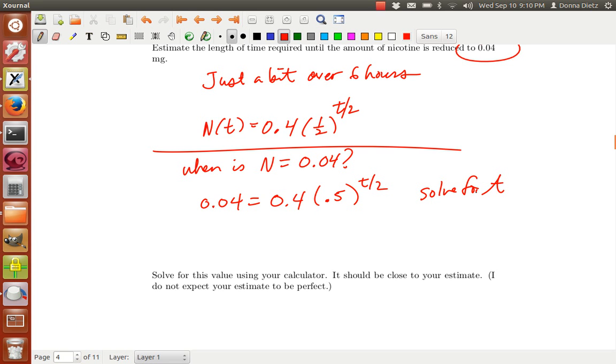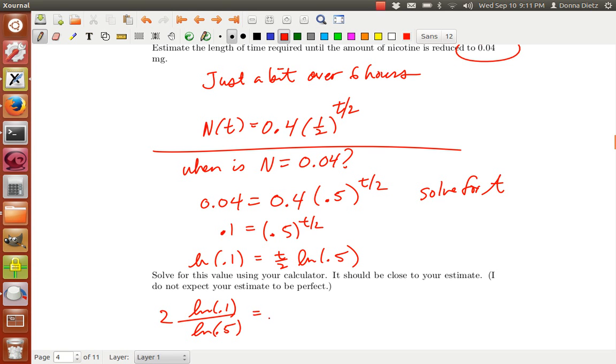And of course, this is just what we did in question 2. We're just taking the natural log of both sides. First, we clean this up a little bit. You can just divide both sides by 0.4, and if you don't feel comfortable, just let your calculator handle that. You're going to get 0.1 over here, right? And then we're going to get natural log of 0.1 is equal to, this t over 2 drops down here, and then we're nearly done with the problem. Natural log of 0.1 divided by natural log of 0.5, multiply both sides by 2, and that gives you the t.